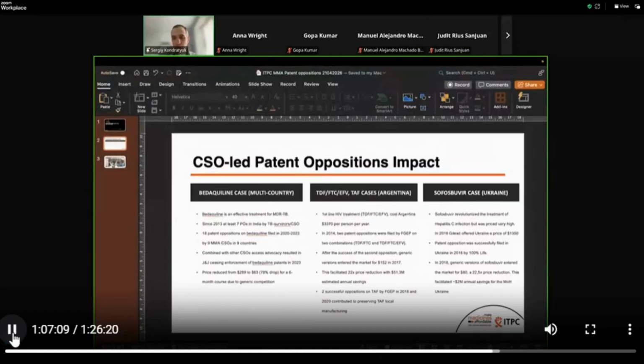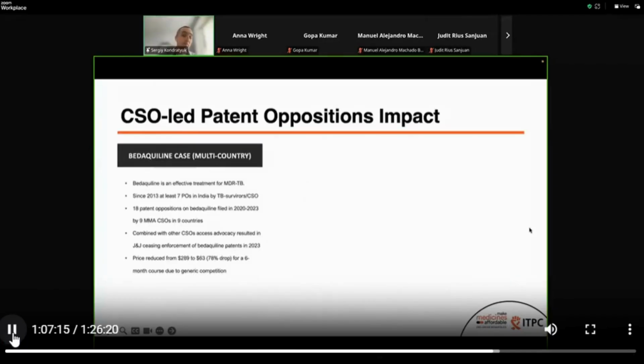The first example is the bedaquiline multi-country campaign, where bedaquiline is an effective treatment for MDR-TB. Since 2013, at least 7 patent oppositions were filed in India by TB survivors and civil society organizations. Within the MMA campaign, we supported 9 CSOs in 9 countries between 2020 and 2023 to file 18 patent oppositions against bedaquiline patent applications and patents. Combined with TB CSOs' advocacy, it all resulted, as many of you know, in Johnson & Johnson ceasing enforcement of bedaquiline patents in September 2023. And the price dropped quite significantly, by 78%.